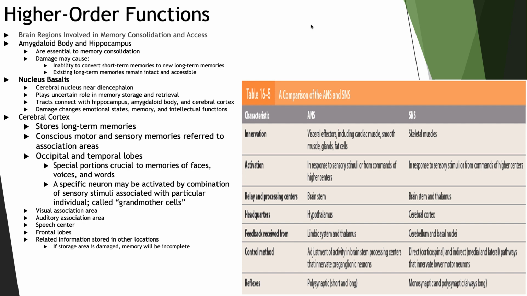For example, in one portion of the temporal lobe, an individual neuron responds to the sound of one word and ignores others. A specific neuron may also be activated by the proper combination of sensory stimuli associated with a particular individual, such as your grandmother. As a result, these neurons are called grandmother cells. Information on one subject is parceled out to many different regions of the brain.